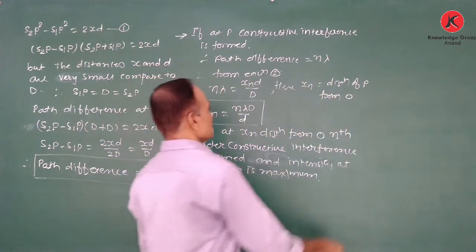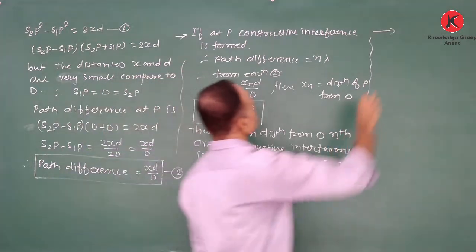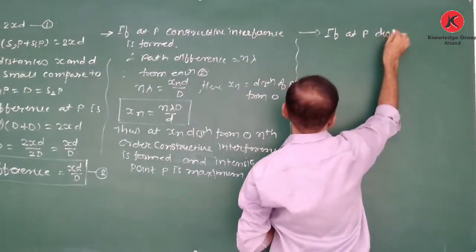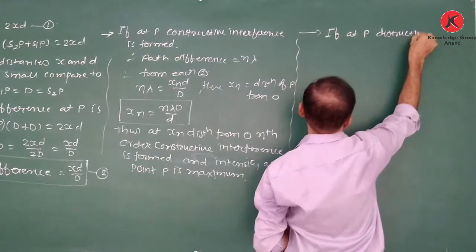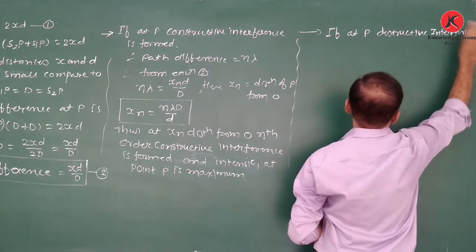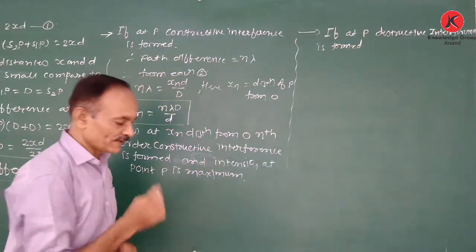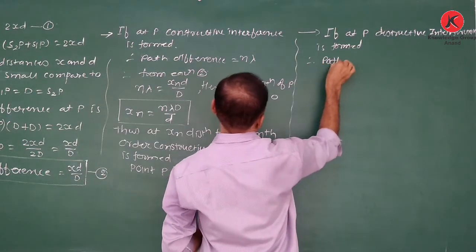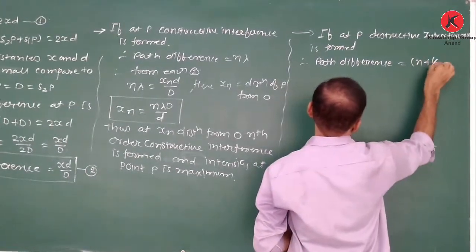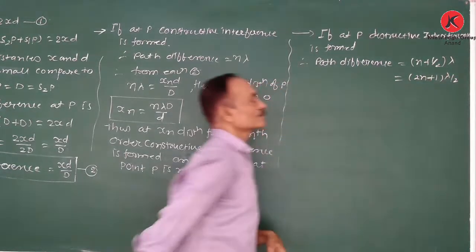Now, the second case is that if at P destructive interference is formed, therefore the path difference for destructive interference is n plus 1 by 2 into lambda, or in other words, 2n plus 1 into lambda by 2.